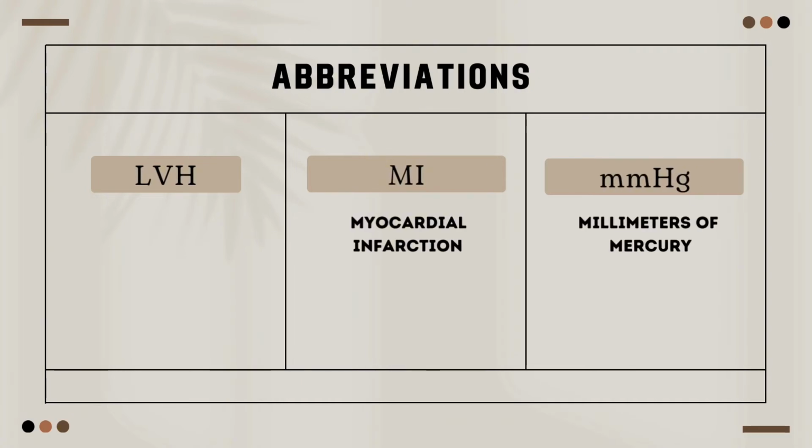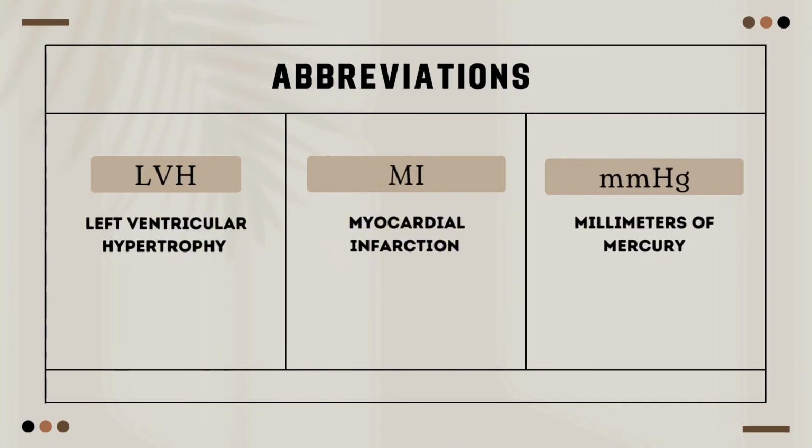Next, we have the LVH, which is the left ventricular hypertrophy. Left ventricular hypertrophy is a condition where the muscle of the left ventricle of the heart thickens, often as a response to increased pressure overload. The thickening can also affect the heart's ability to pump blood efficiently.